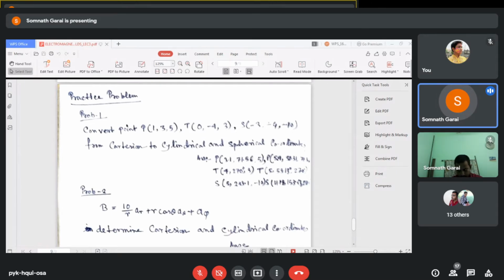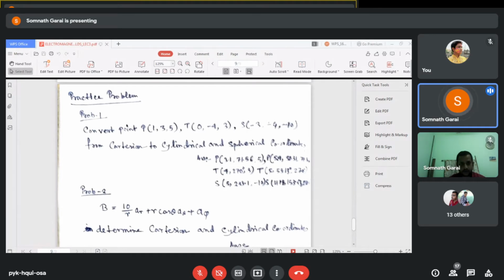Sir, that one is wrong, it is 11.18. Theta is wrong. Sir, check the second one, I have sent a photo. Okay, this one. Yes, 153, because it is in which quadrant? Sir, fourth quadrant. Wonderful. Yes. Okay, very good.